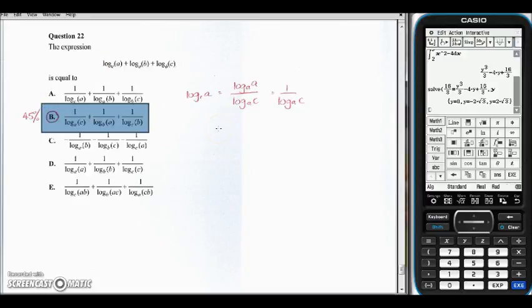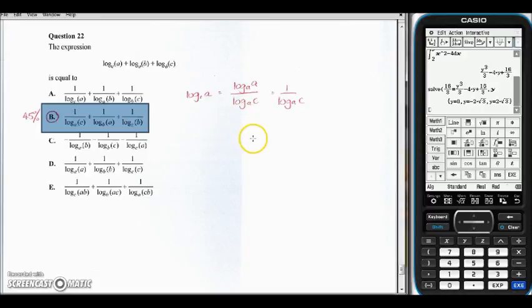Now, another way you could do it was to let A equal 1, B equal 2, and C equal 3, work out what that is, and then see which option is equivalent. But that would take you probably a few minutes. So definitely the key here was to look at the change of base formula.